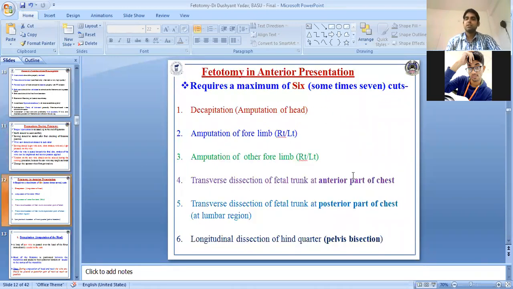Okay. Now coming to the fetotomy in anterior presentation, and then the fetotomy in posterior presentation. In the anterior presentation, there are maximum 6 or sometimes 7 cuts, but most people use the 6 cuts. There is now a modified fetotomy in which fewer cuts are required, and in the next slide I will show you that. But 6 cuts are required. This is very important, and you should always remember these 6 cuts and other things.